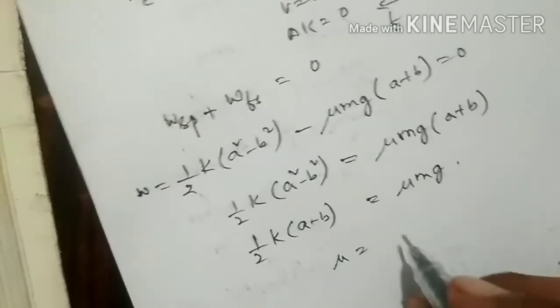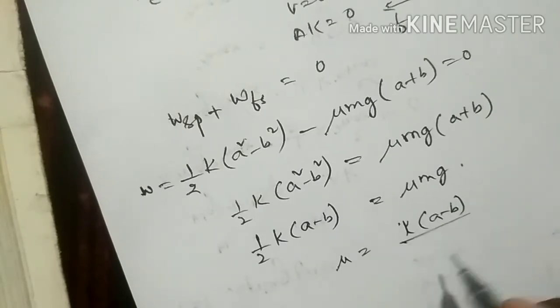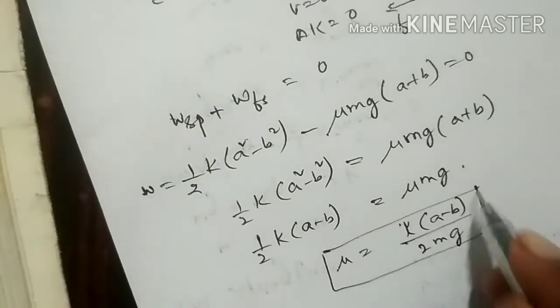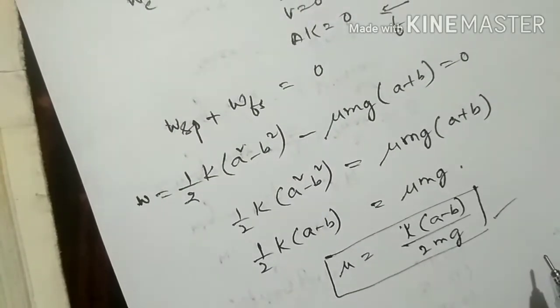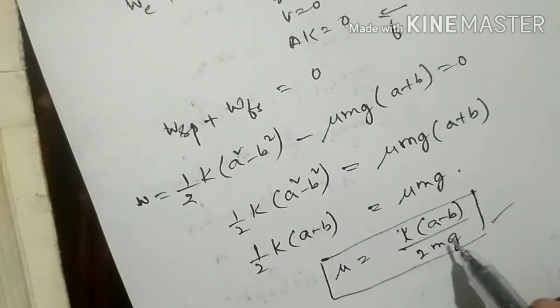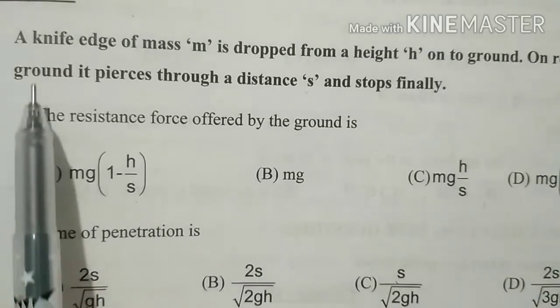So you are going to be asked the coefficient of friction. You can write K into A minus B into 2 mg. So if you see the answer, two options are correct. Work done is W = half of K into A square minus B square, and the coefficient of friction is K into A minus B by 2 mg. Okay. So here is one more problem.